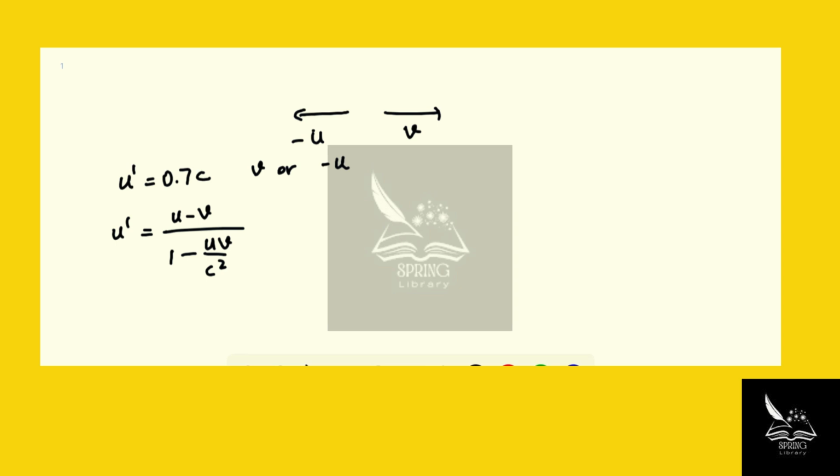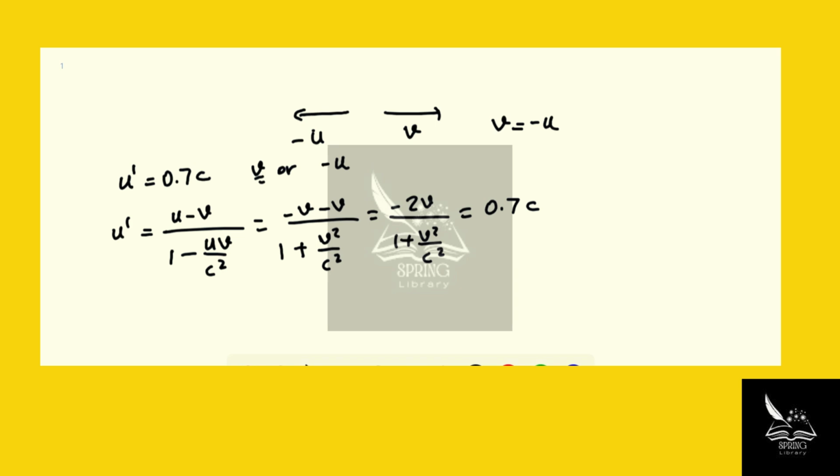or negative u in this case. That's what's asked. So let's find everything in terms of v. So v is negative u, right? So then negative minus v is going to be 1 plus, because u times v is already negative, one more negative makes it plus v squared over c squared. So negative 2v over 1 plus v squared over c squared is given to us as 0.7 times c.